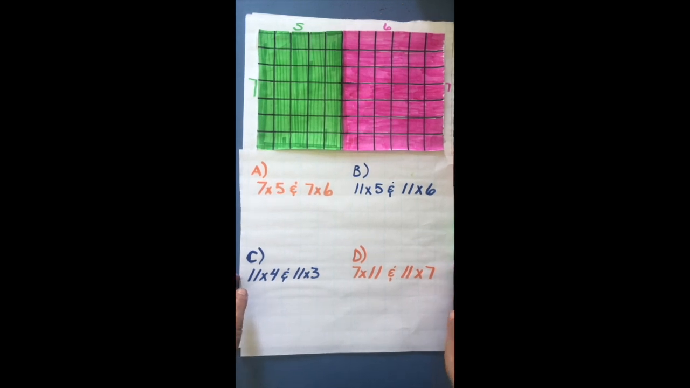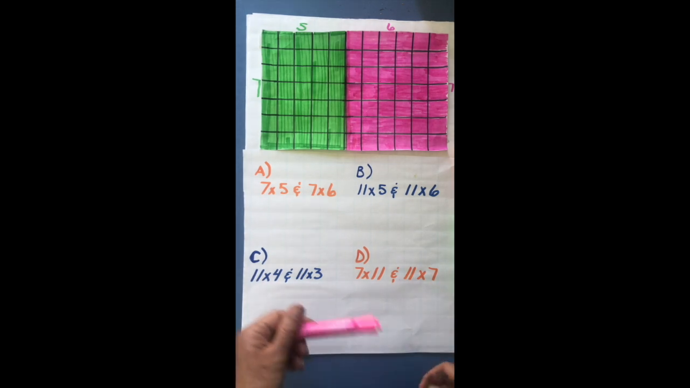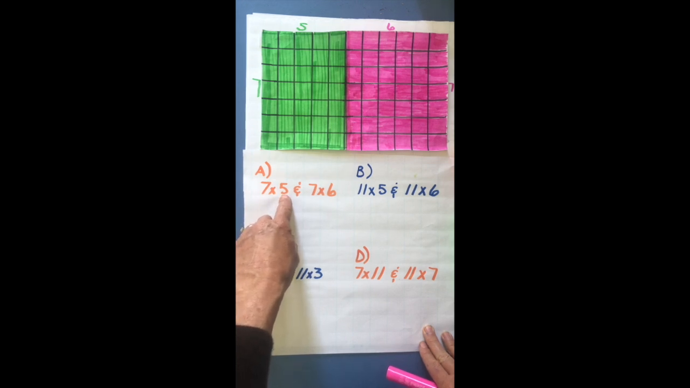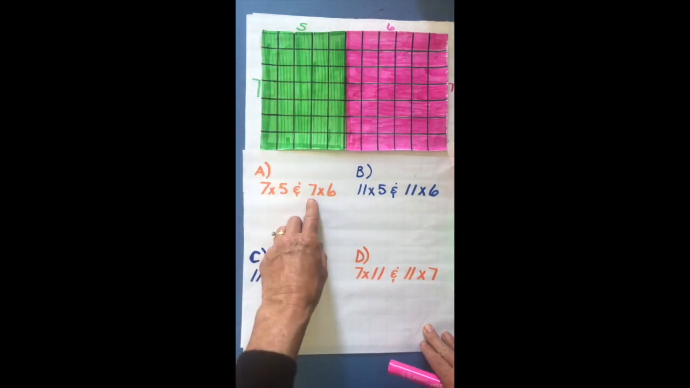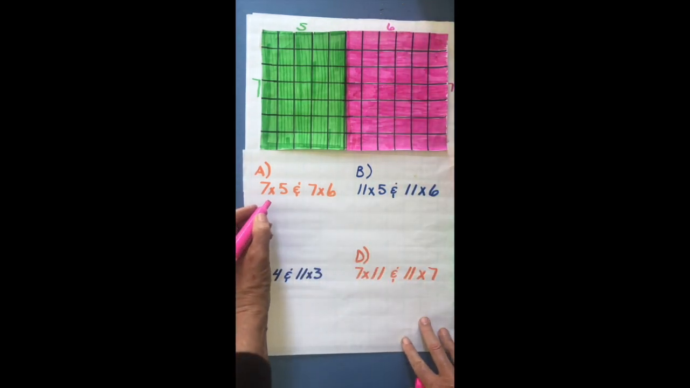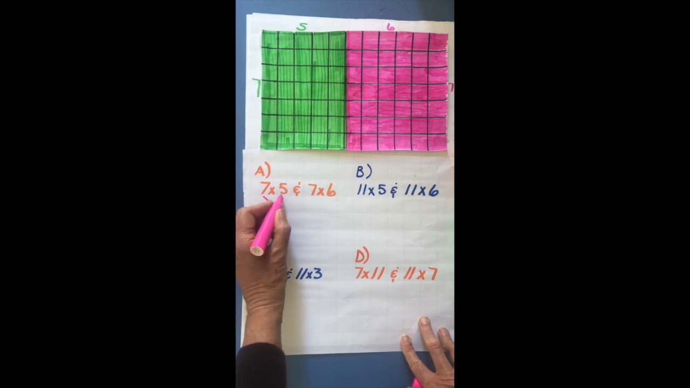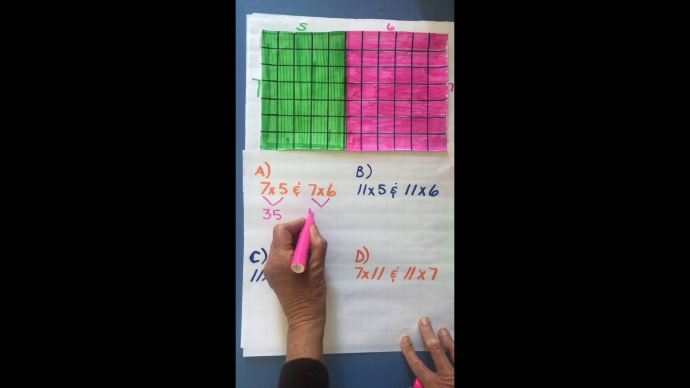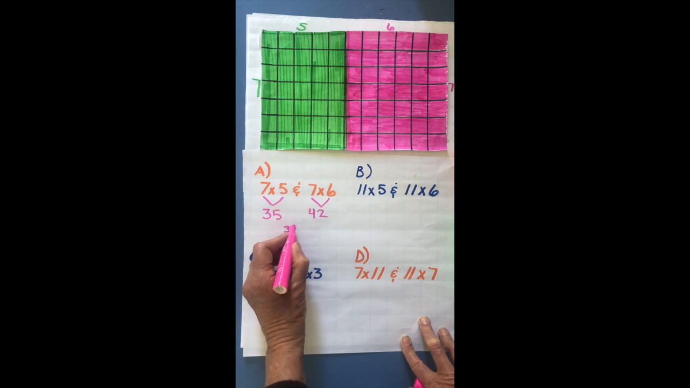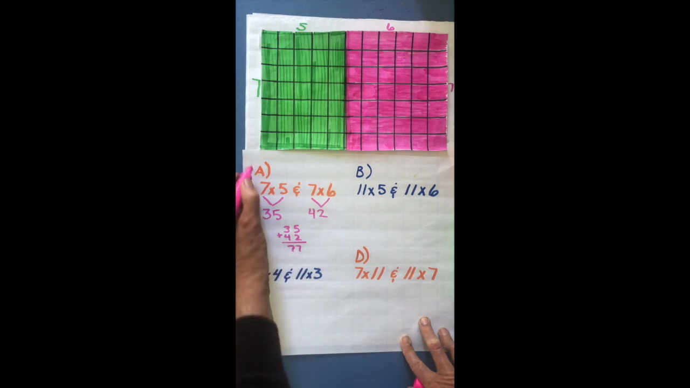So let's check. A says, oh look, the longest side is 7 times 5. So that looks like the green box. And then 7 times 6 looks like the pink box. Let's see if, when I add them together, first I'm going to multiply. 7 times 5 is 35. And then 7 times 6 is 42. And then if I add these up, 35 plus 42, I get 77. So I know this one's right.